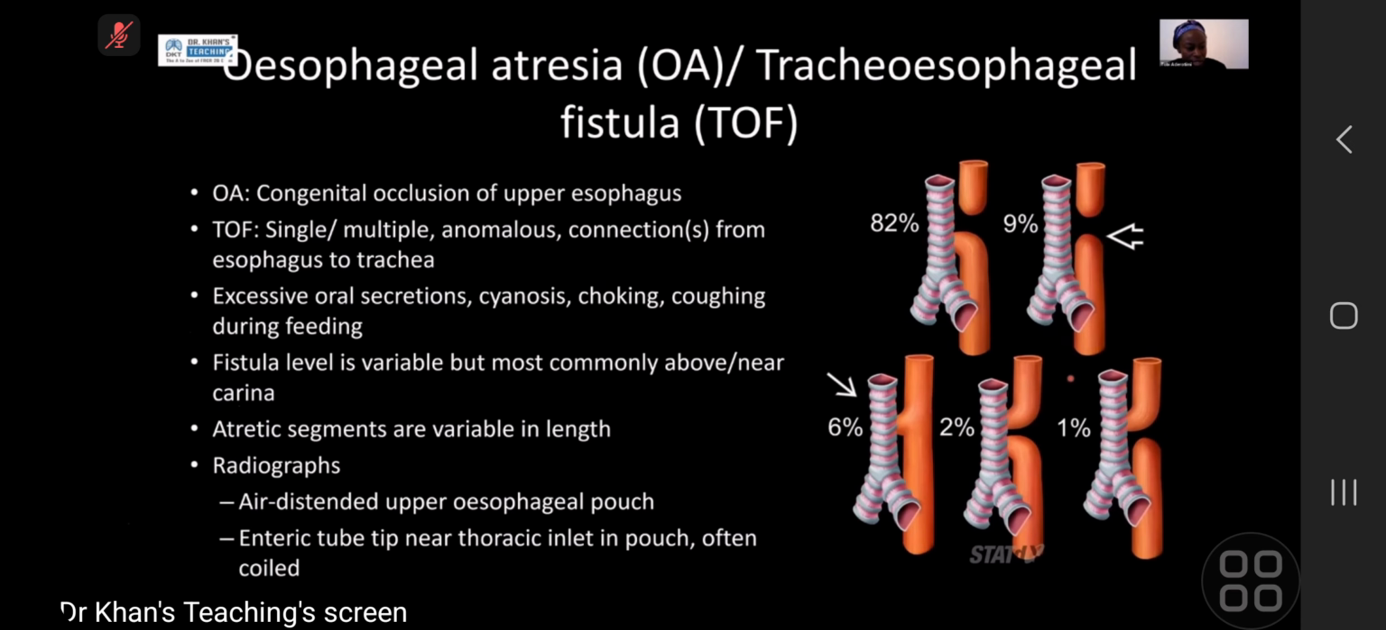This is demonstrated on this image. The other thing to say is that the level of the fistula can be variable, but it's normally in the region of the carina, and the gap between your atretic segment and your distal segment can also be variable. It can be as high up in the neck, or it can be lower down in the mediastinum, for example. So sometimes the surgeons aren't able to do a primary anastomosis, and they have to use a conduit such as the stomach or the colon to anastomose and make a neoesophagus.